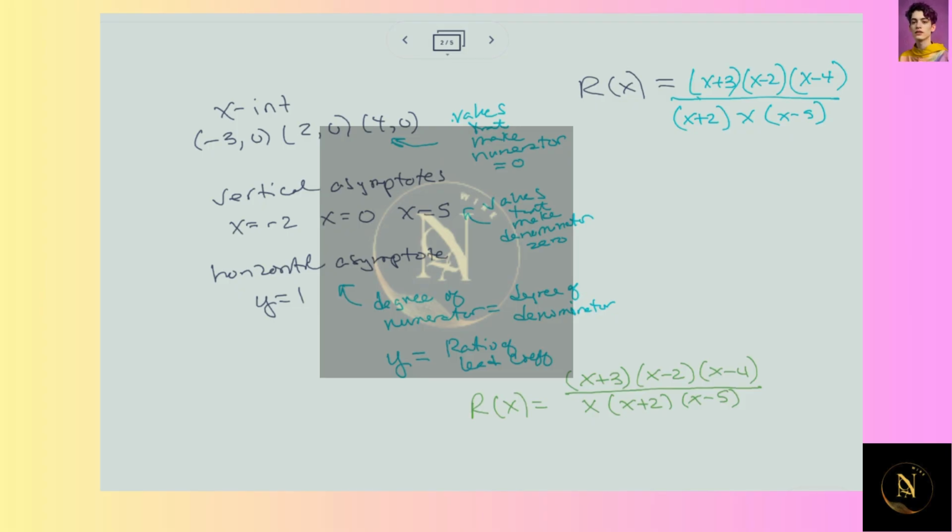Now, the top of my function, I'll just jot over here, is degree 3. The bottom of my function is degree 3. So since I have the same degree on top and bottom, I'm good to go with my horizontal asymptote. If I want it at 1, I'm going to leave it just like this.